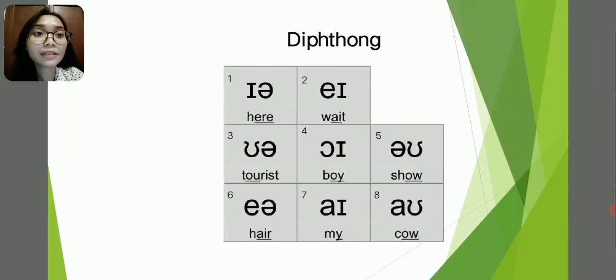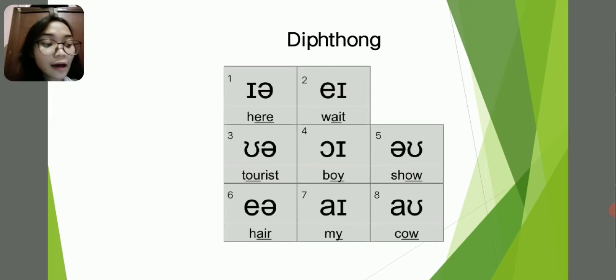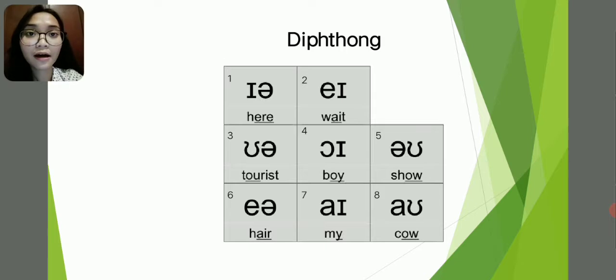The next sound is diphthong. There are 8 symbols for diphthong. The first sound is ear, for example, here.